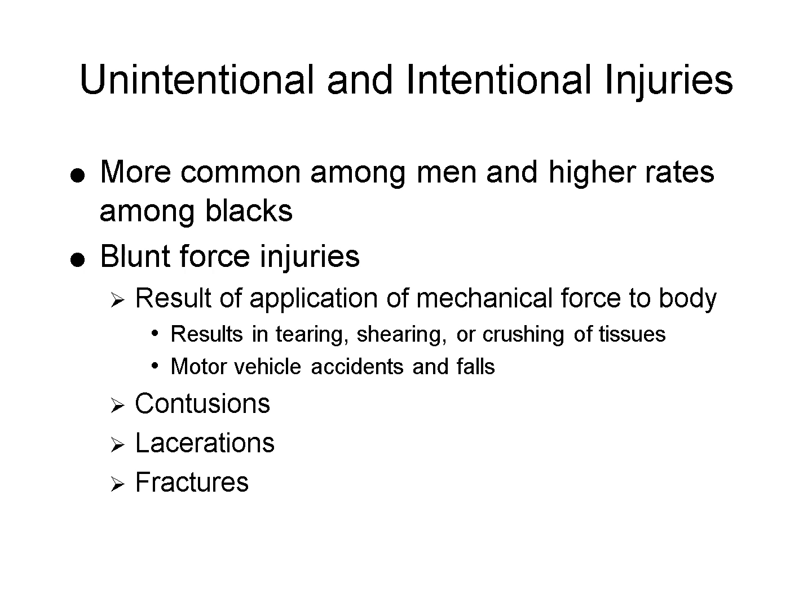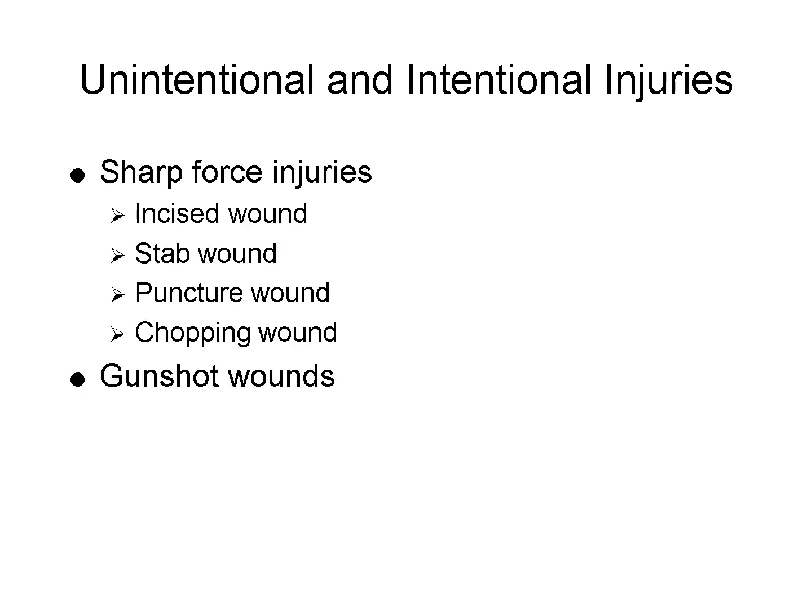Specific types of blunt force injuries include contusions, or bruises, lacerations, which are deep cuts or tears, and fractures, where bones are broken under force. Sharp force injuries result from the application of a sharp object to the body, causing distinct types of wounds.